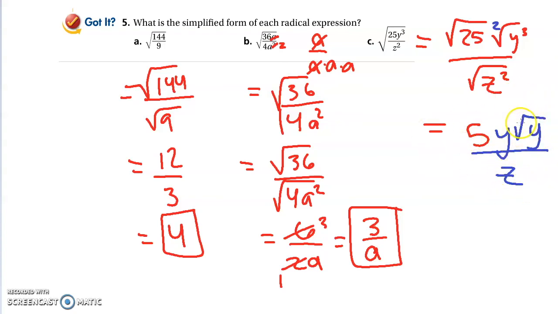Now, there's nothing else that we can do, because it's perfectly fine to have a square root in our numerator, not in our denominator. So this is a good answer for us to get.